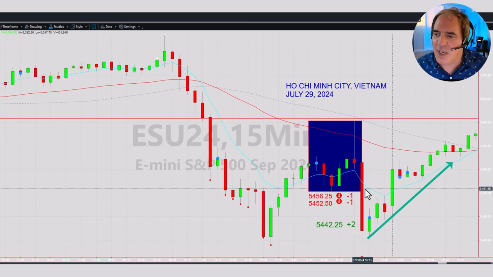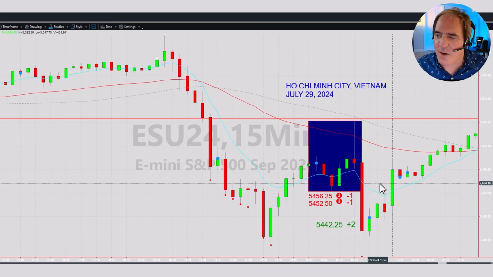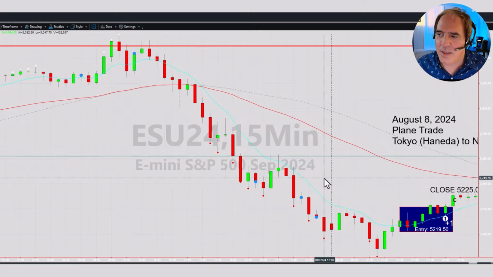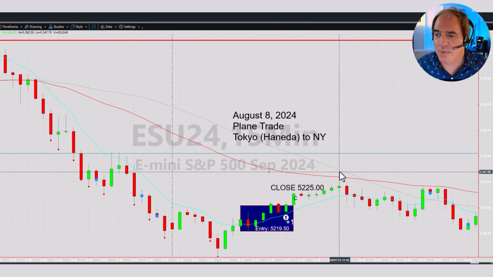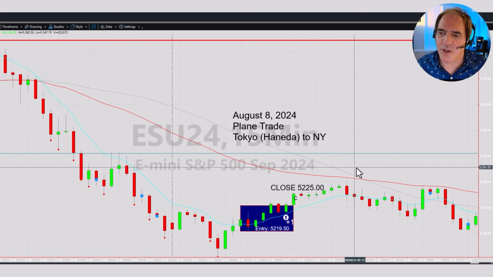Let's go to a second one. All right, and I'll scroll. Okay, this was actually on the plane back to New York from Tokyo Haneda on August 8th. So again, we're looking at an S&P Futures 15-minute chart.